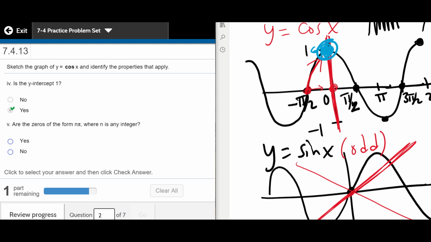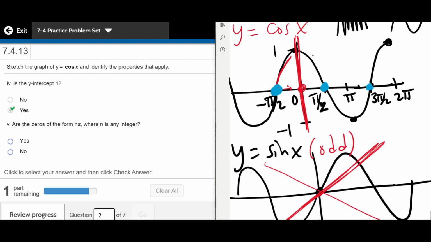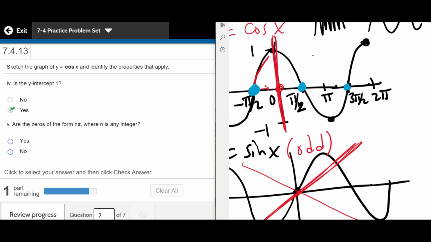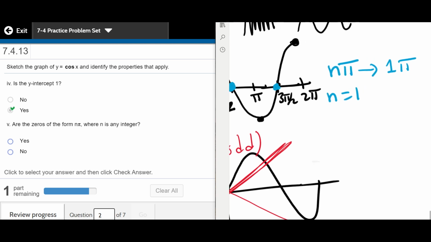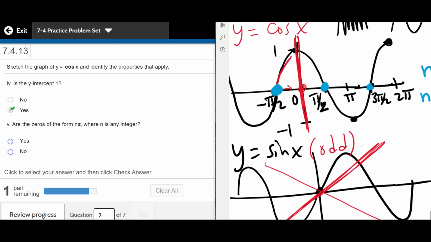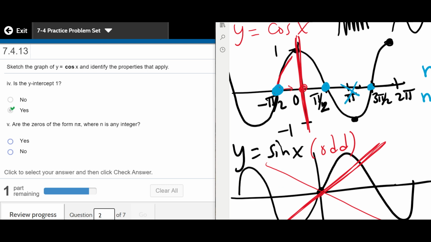All right, now are the zeros given by n pi? The zeros are where it crosses the x-axis. So that's these guys here, in blue and here, okay? Are those zeros given by n pi, where n is any integer? Well, let's see. Let's say n is equal to 1. Then this is going to be 1 pi, right? Is that where it crosses the x-axis? Well, if you look here, it doesn't cross the x-axis at pi. It actually crosses the x-axis at pi over 2. So this is not correct, right? So we're going to say no. This is not correct.